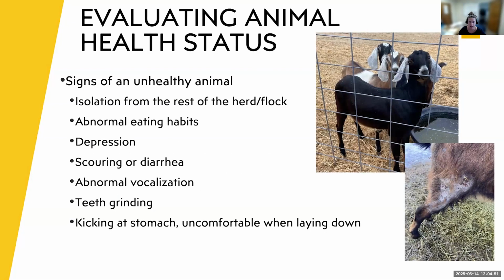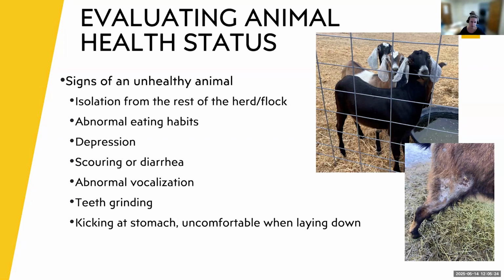So the first thing in identifying diseases is evaluating animal health status. Some pretty obvious signs of an unhealthy animal are they start isolating themselves from the rest of the herd or the flock. They're not feeling well. They can get depressed and want to be by themselves, away from where they might get pushed around or shoved by other animals. Abnormal eating habits, especially with our clostridial diseases. Abnormal eating is a big red flag if they do have a clostridial disease.